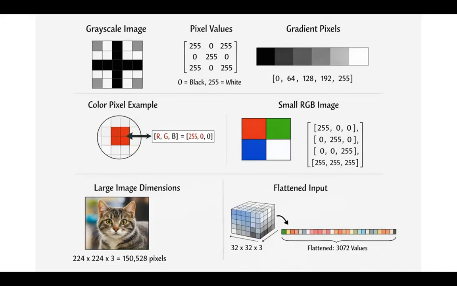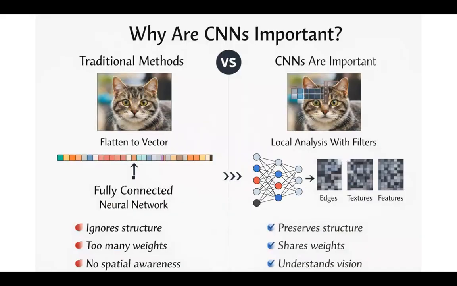So this is a very simple example of how an image is represented as a matrix. We have discussed this in the previous video. I strongly advise you to look into the previous video and then look into this video.